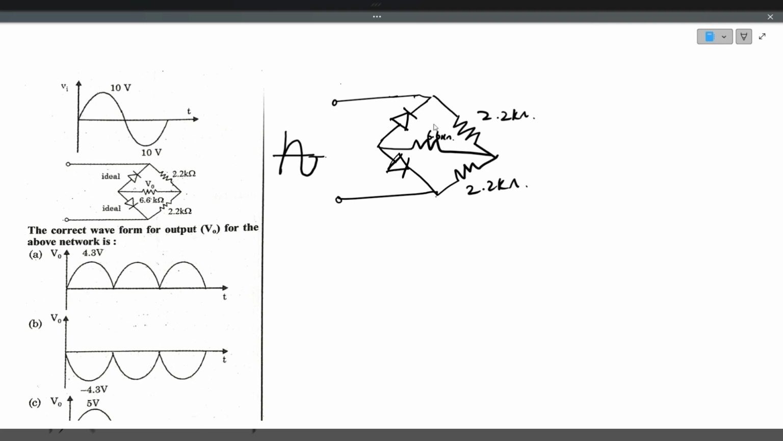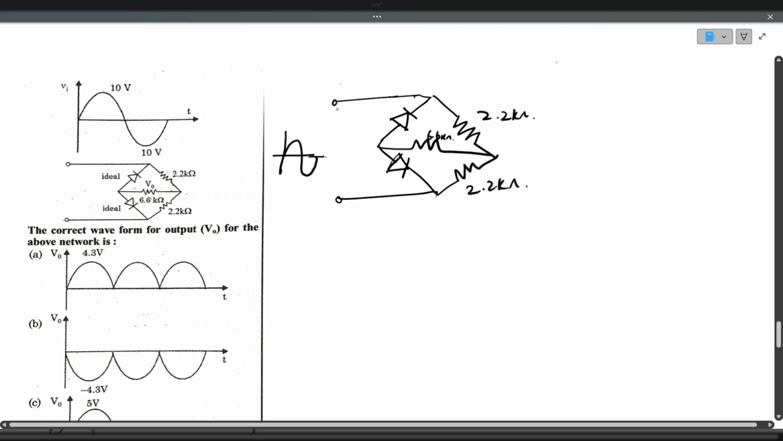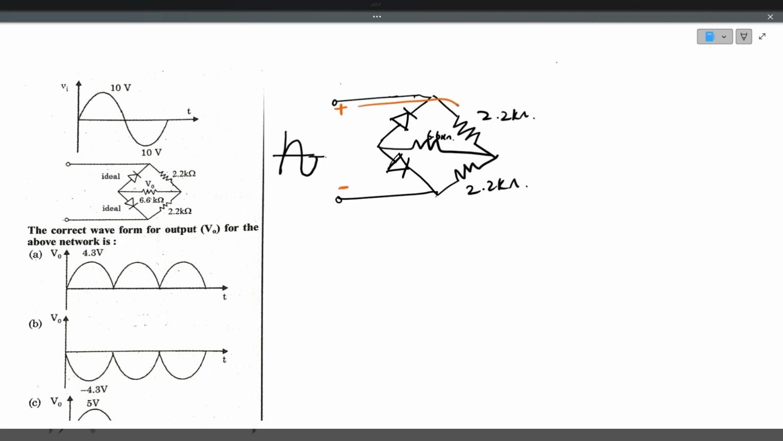How the current flows? During the positive half cycle, plus and minus, the current flows in this direction, like this. Through the diode D2 it flows. The current flows. And some portion of the current will enter here also, in this branch. This is during the positive half cycle. So if you calculate based on that, the output voltage is taken across the 6.6 kilo ohms.